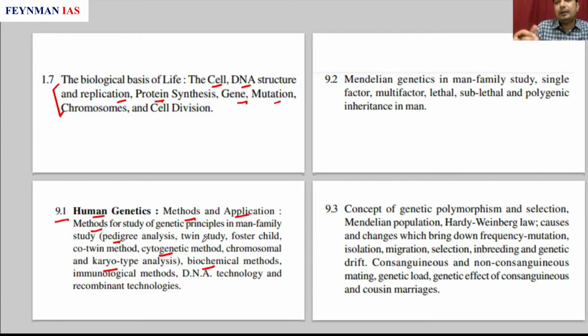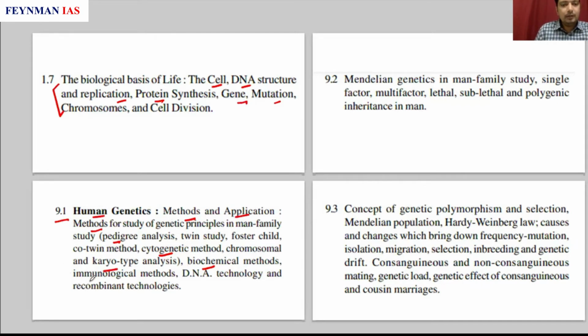For example, metabolic syndromes, where some people have accumulation of some biochemicals, some metabolites, in their body. There we have to use biochemical methods. This is again looking into humans using methodology to see what's going wrong. Can we treat it? Can we control it? Those aspects come under biochemical methods.